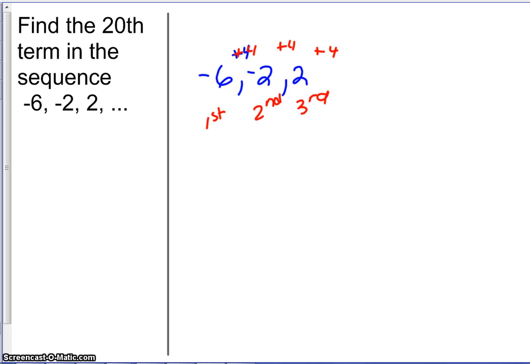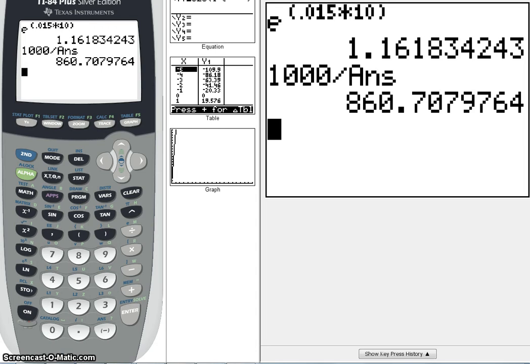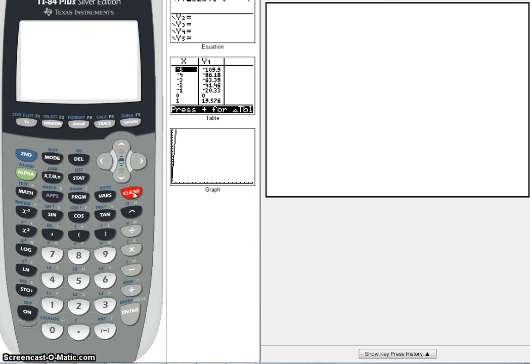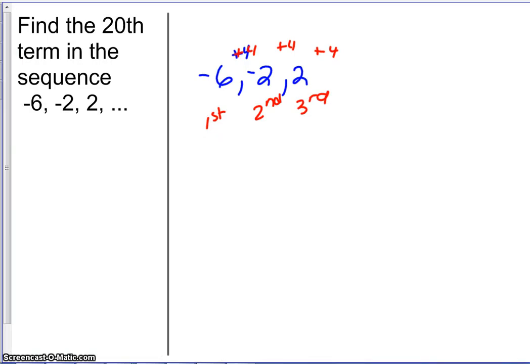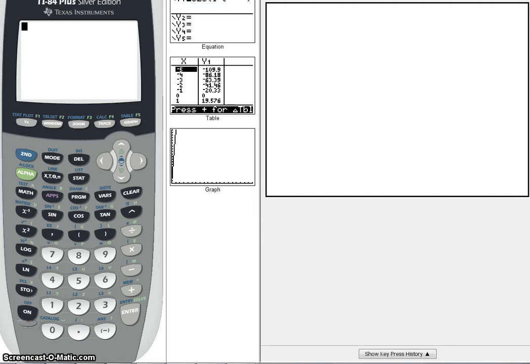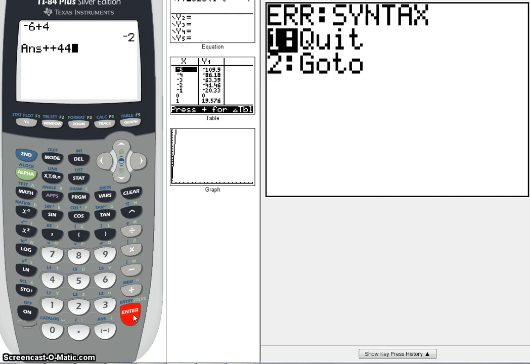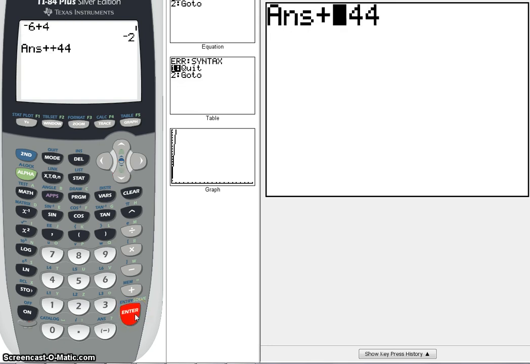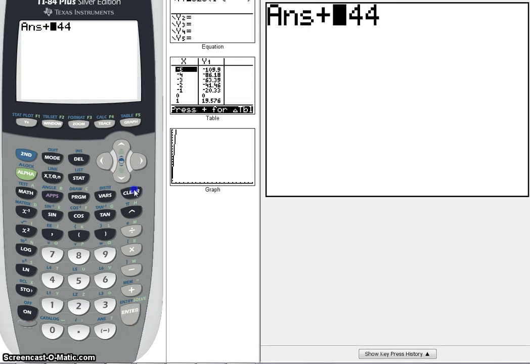I think the quickest way to do that, if you don't know any other formula, is to start here with your calculator. I have to go back and remember we started with -6. So -6 is my first term, and each time we're adding 4. That was my second term, my third term. Oh, what did I do? I'm sorry, guys. I had too many. I'm going to clear it and start again.